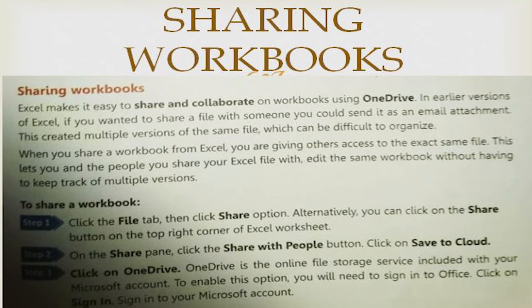There are some steps. Click on the File tab, click on the Share option. Alternatively, you can choose the Share button in the top right corner. Click on Share. On the Share pane, click on the Share with People button. Click on Save to Cloud. Click on OneDrive. OneDrive is the online file storage included with your Microsoft account. So in these ways we can share our workbooks, by using the sharing workbooks option.